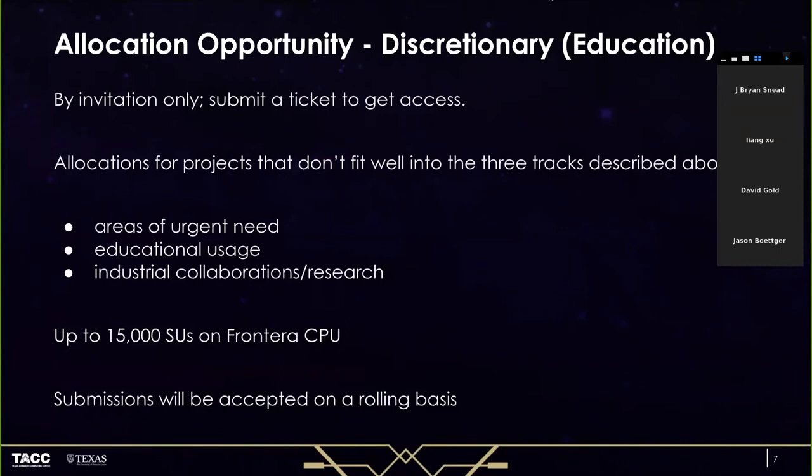So essentially, discretionary allocations are available at any time, but bear in mind that you'll want to request access before you are actually able to submit.